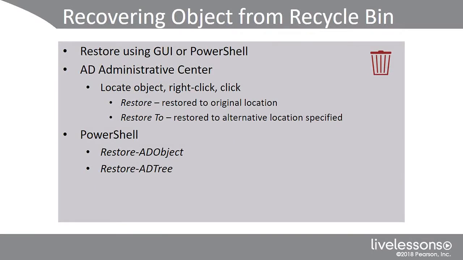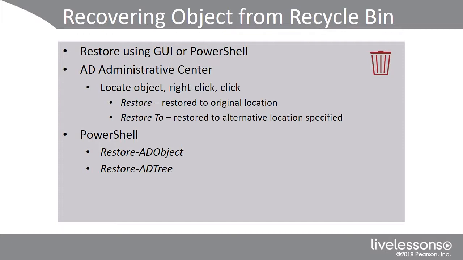And if you have to restore an item from the recycle bin, we can use either the GUI or PowerShell. Using the GUI, we'll go through the AD Administrative Center and we'll locate our object in that container. We'll right-click and then we'll click Restore, and that's going to move it right back to the exact location it was before. Or we can say Restore To, because maybe I want to move an object to a different container or a different organizational unit. We can do so using Restore To.